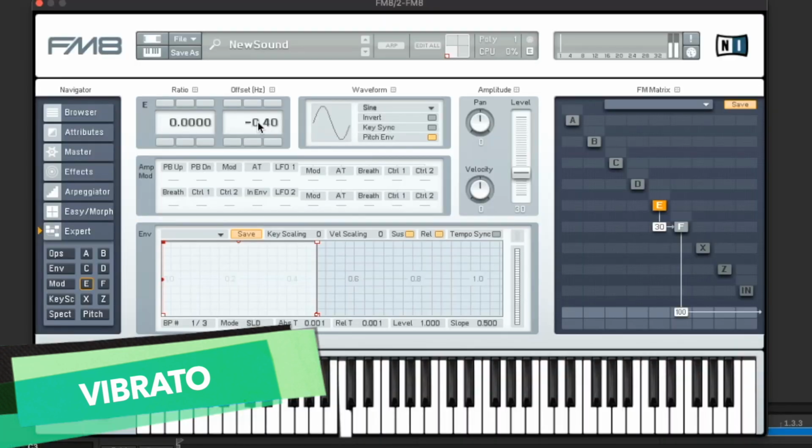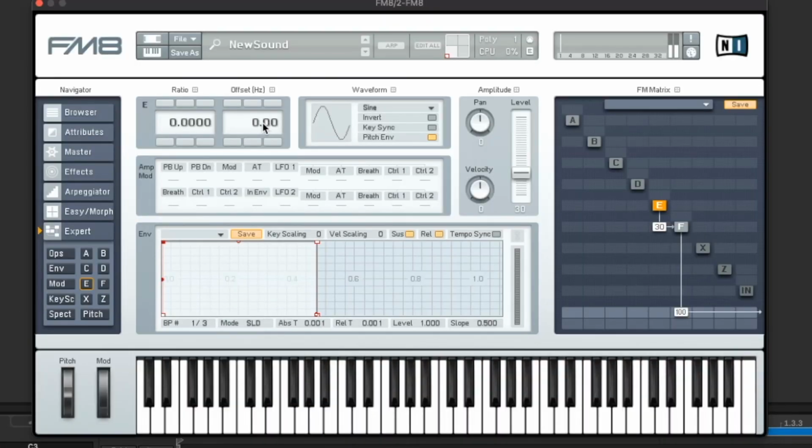Setting the frequency of oscillator E to below 20 Hz will result in a slow change of pitch of oscillator F. The musical term for this is vibrato. Once we go above a certain frequency, we create a metallic timbre. This is FM.